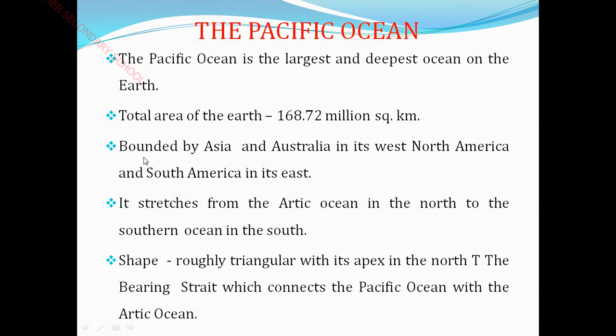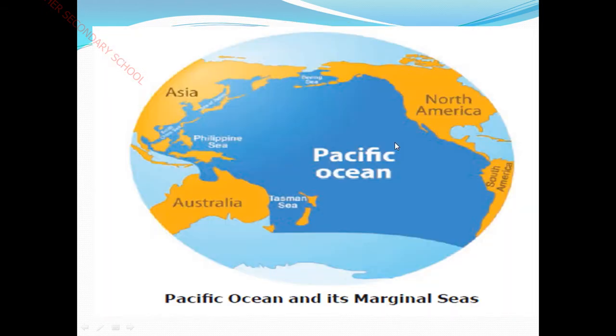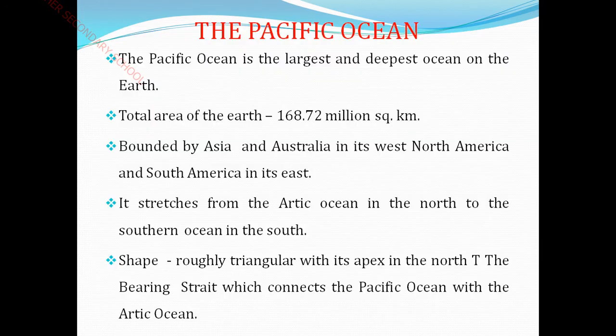See here, bounded by Asia and Australia in its west. On the next slide, a picture is going to depict that, but before that you have to know it in words. The Pacific Ocean is bounded by the continents of Asia and Australia on the west, and on the west direction North America is bounded, and in the east direction South America is bounded.